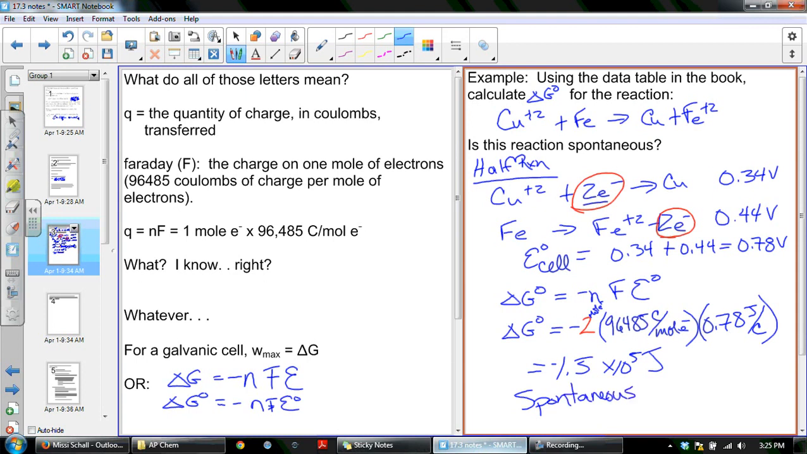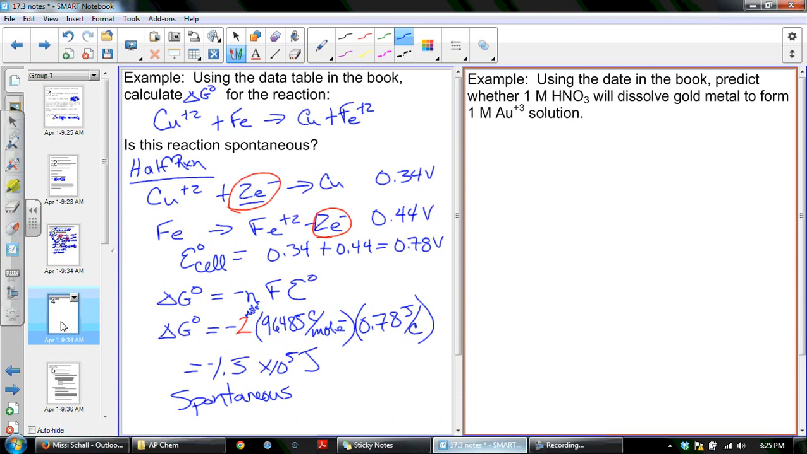Now, I know that was really quick, but if you need to go back and look through it again, this example is in your book. You can also go back and pause so that you can prove to yourself that each of the steps that I did were true, to the point where you can understand it. So let's take a look at the example.